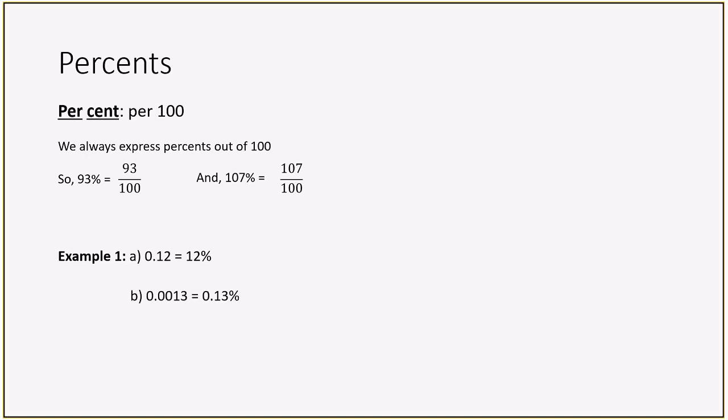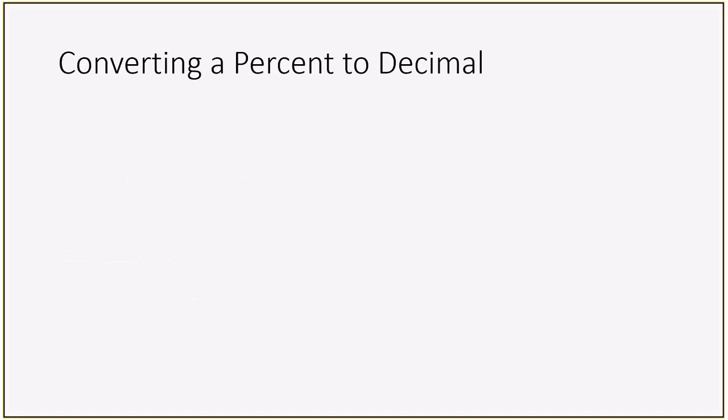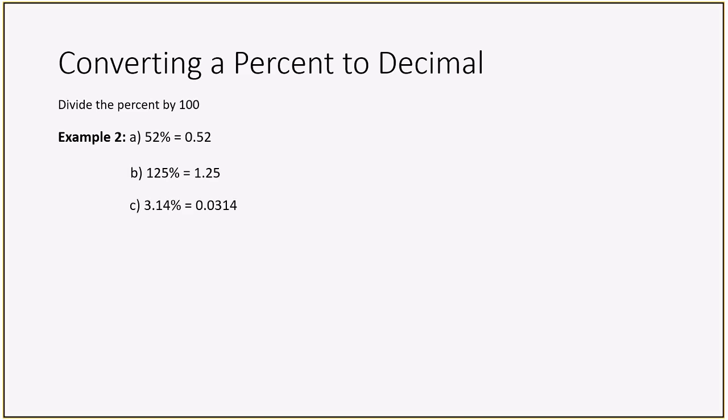0.0013, move the decimal to the right 2 places, becomes 0.13%. 1.34, move the decimal to the right twice, and you get 134%. Pretty simple conversion. And the reverse is just as simple. If I want to get a percent to a decimal, technically what we're supposed to do is divide by 100, but we can use a similar trick. Take a percent, move the decimal to the left twice, and you get a decimal. So 52% becomes 0.52. 125% becomes 1.25, and 3.14% becomes 0.0314.